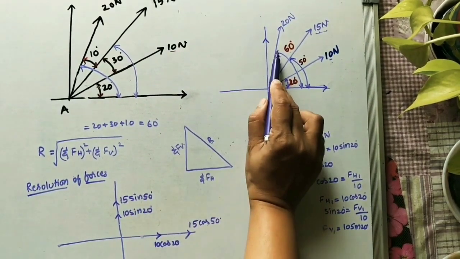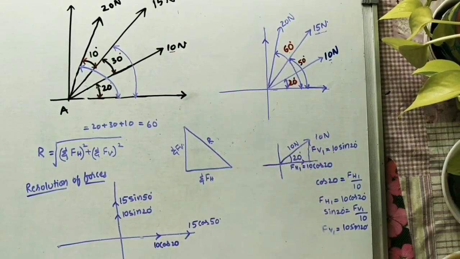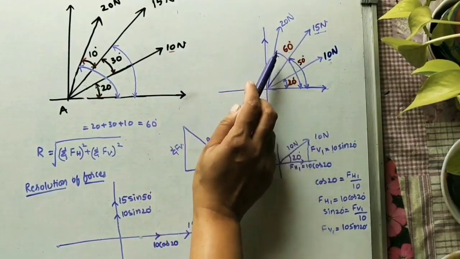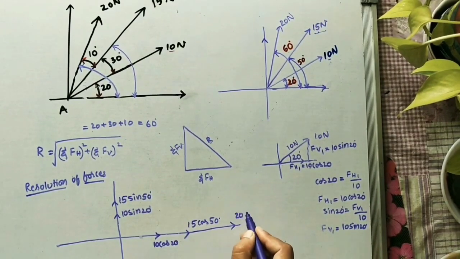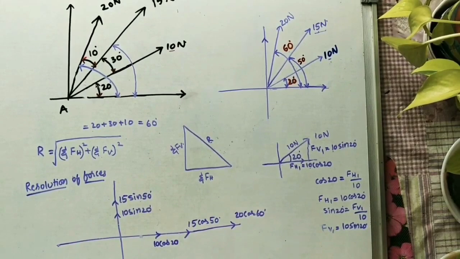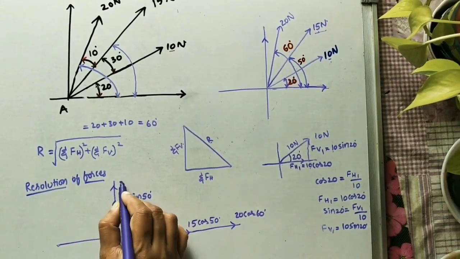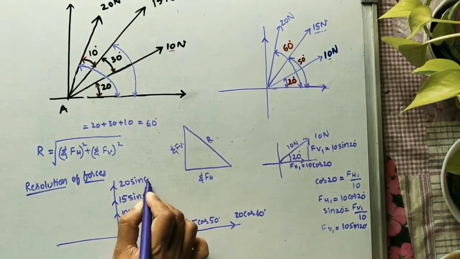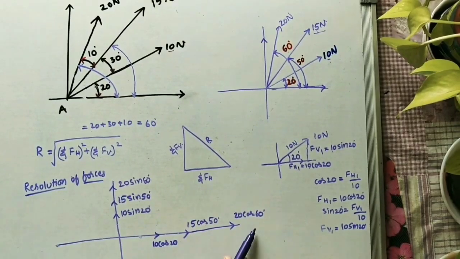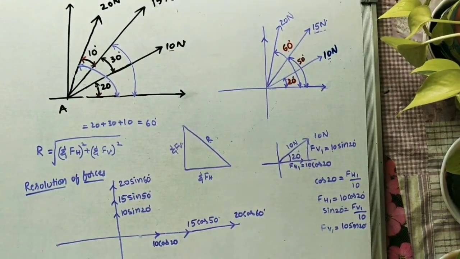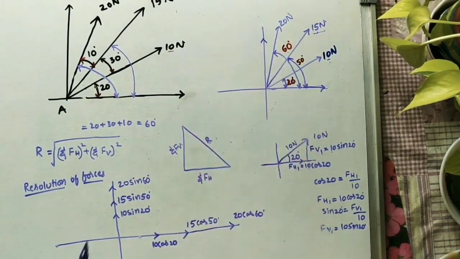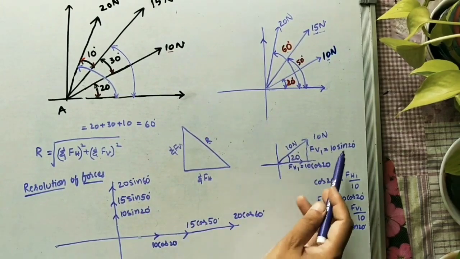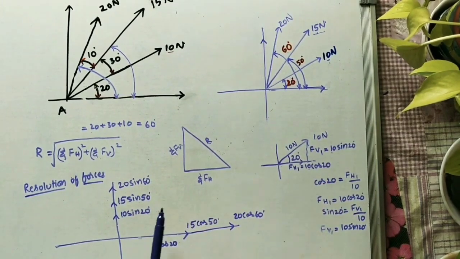For the third force, 20 newtons, how much angle is it making? 60 degrees. What is the horizontal component? Cos will come, 20 cos 60. So it is in this direction. What is the vertical component? Sine will come, 20 sin 60. Okay, so these three are the horizontal components, these three are the vertical components. The important thing is we have to consider all angles with the horizontal. For the horizontal component we have to take cos, for the vertical component we have to take sine. It is the main important thing for solving these problems.